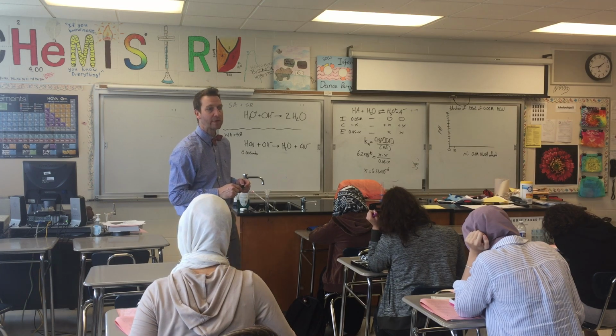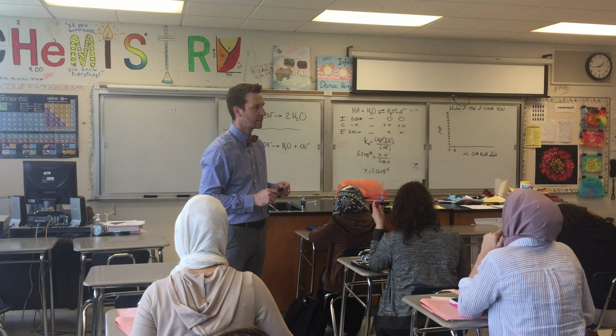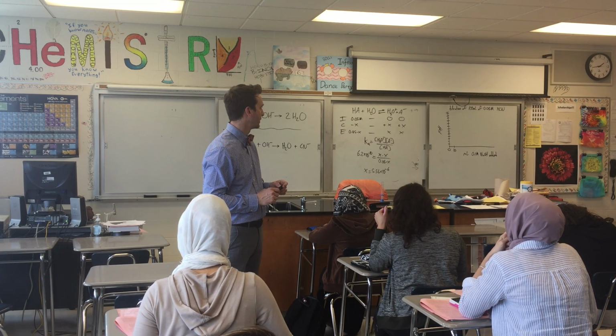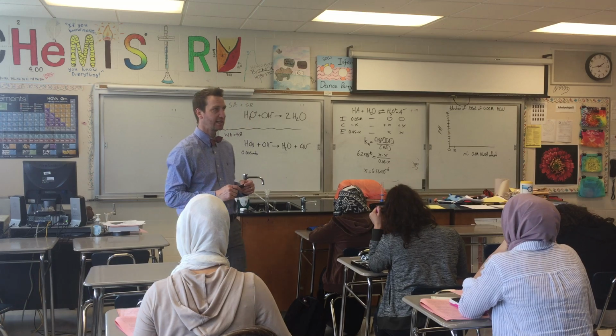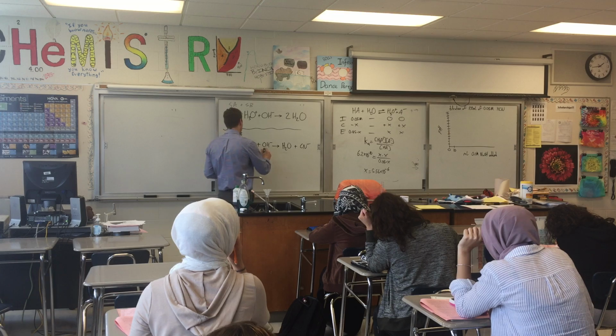Ten milliliters of 0.1 molar NaOH. How many moles are there? 0.001? Yeah, because 10 milliliters is 0.01 liters. If we multiply that by 0.1 molar, we get another 0.001 moles of this.